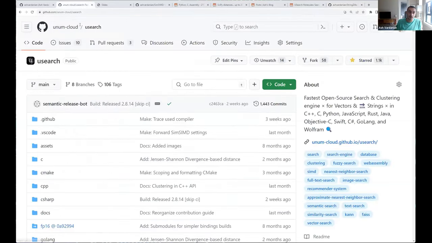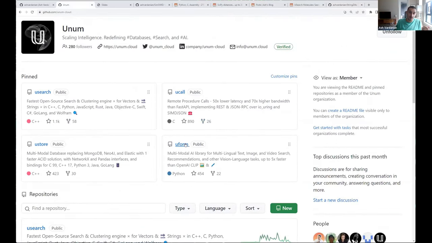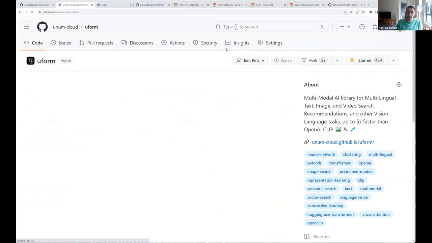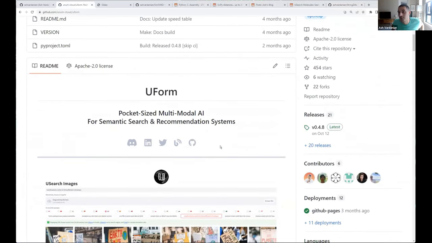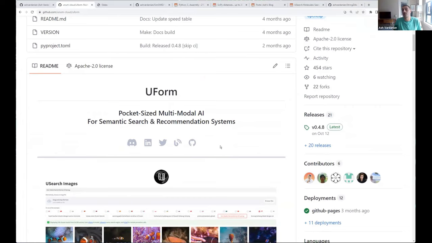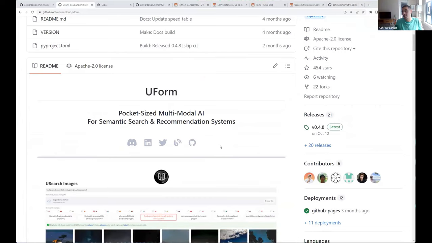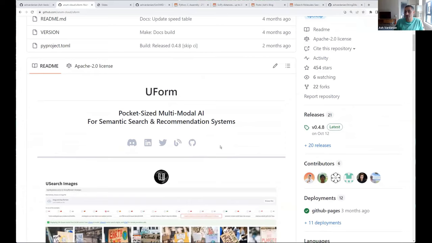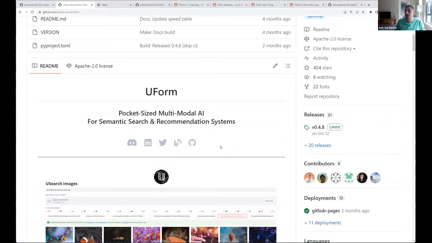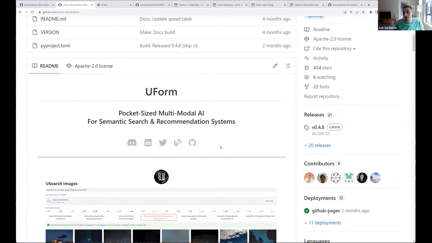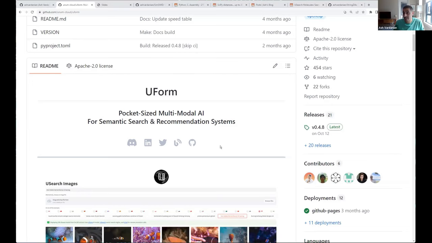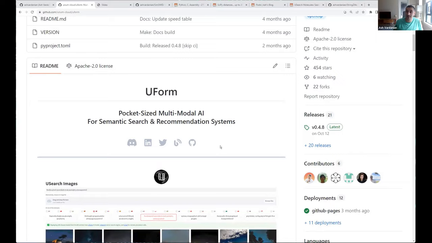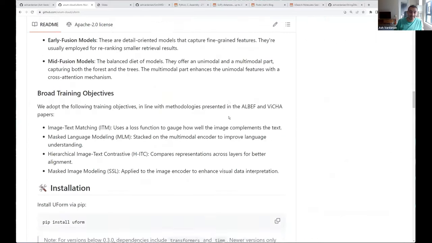Within Unum, we actually train our own AI models. We publish them, we open source them under the Apache 2.0 license. They're called UForm. Those are the smallest multimodal transformer models in the industry. Many of you are familiar with CLIP or OpenCLIP that can be used for text-to-image search. Our embeddings are 3 times smaller in terms of number of dimensions. They're 5 to 10 times cheaper in terms of inference. They are multilingual by design.